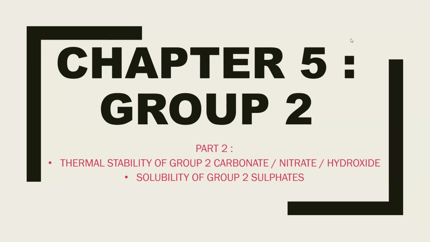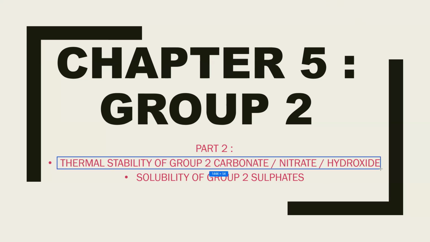So today we are going to continue on with chapter 5, group 2, where in this video we are going to have a look at two very important things that you need to know how to explain. The first is the thermal stability of the group 2 carbonate, nitrate, and hydroxide. And then we are going to have a look at the solubility of the group 2 sulfates. So without further ado, let's begin.